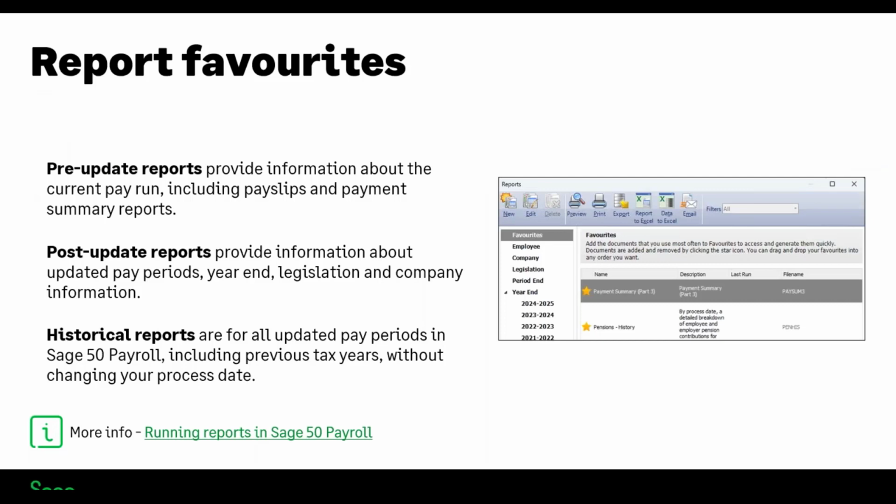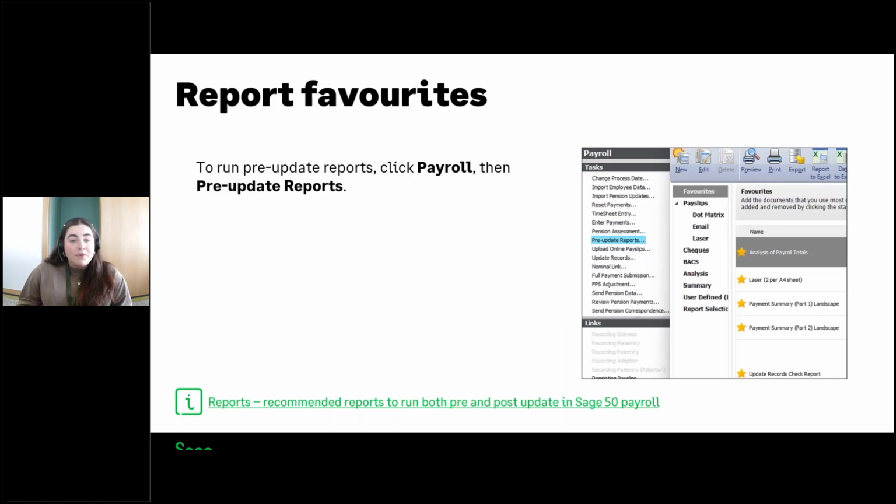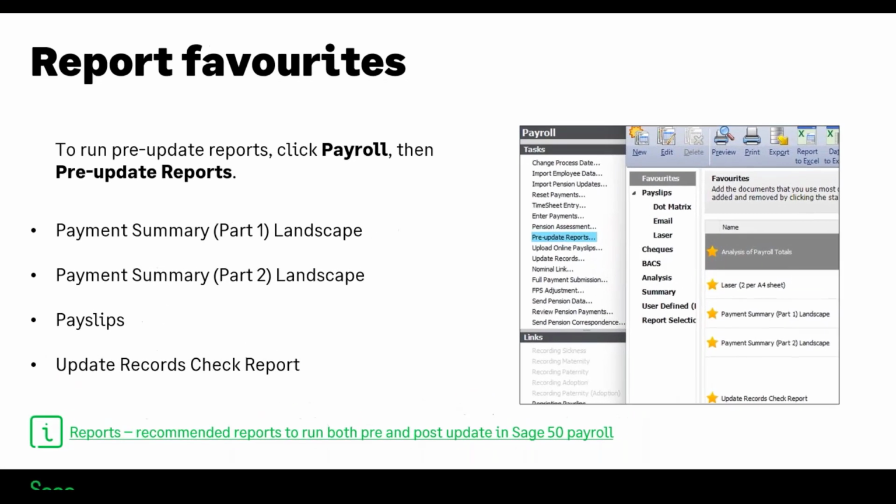So it's all well and good knowing where to run the reports, but if you aren't sure which reports to run, I am going to go over some recommendations from us as well, starting with pre-update reports. So remember, you'll run these from your payroll tasks, and there are 4 pre-update reports I would like to show you. These are the payment summary part 1 and 2 reports, pay slips, and the update records check report. So there's 4 that I'm going to show you, and we'll go back into payroll and take a look at where to find them.